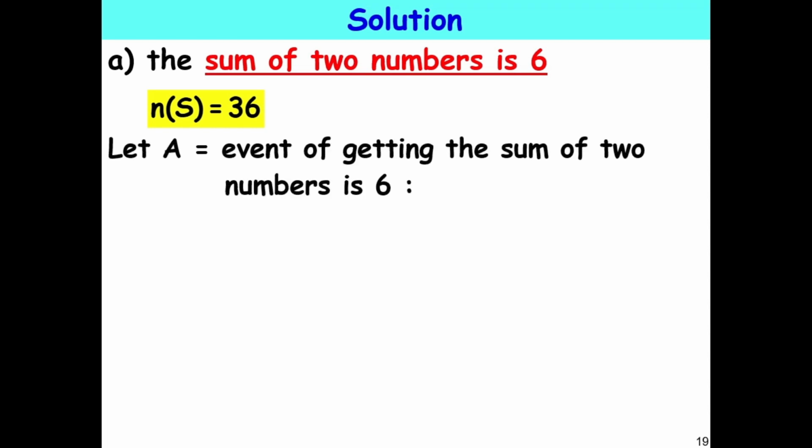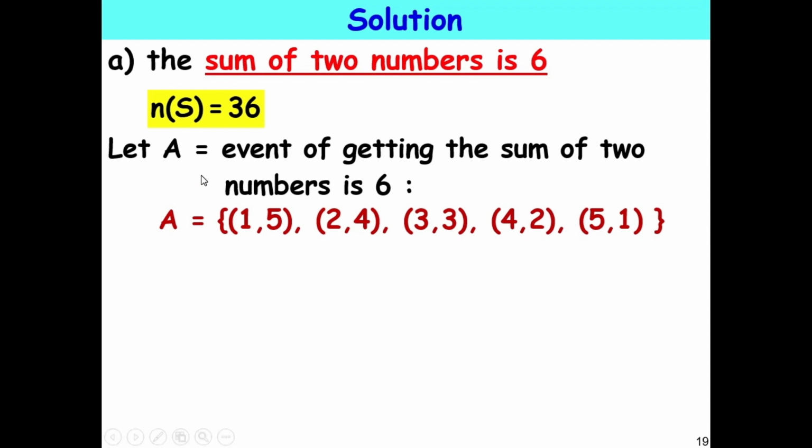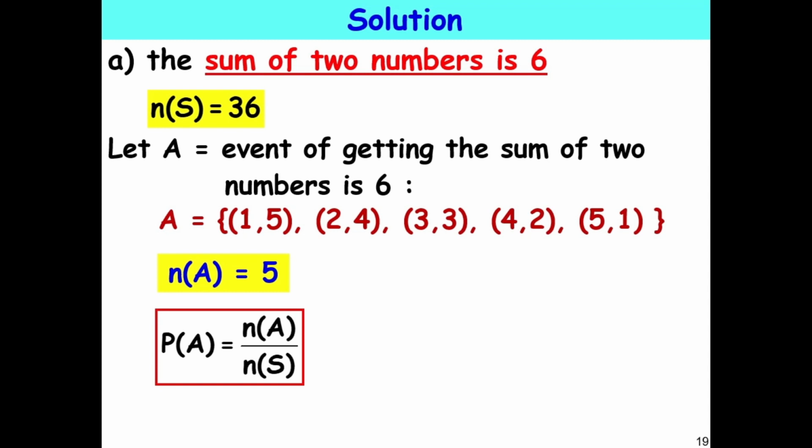Then let A be the event of getting the sum of the two numbers as 6. From the table, we can see that the outcomes are (1,5), (2,4), (3,3), (4,2), and (5,1). So the number of outcomes for event A to happen is 1, 2, 3, 4, and 5. So N of A is 5. By using the formula P of A equals N of A over N of S, we can answer this question. So P of A is equal to 5 over 36.